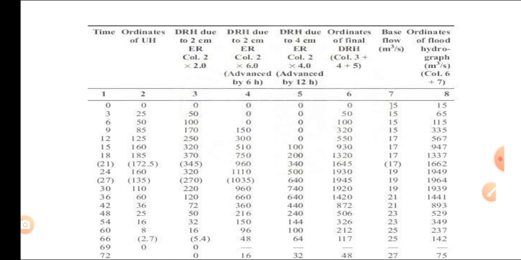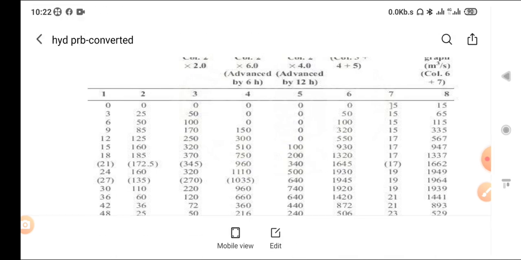You can put the values linearly. Between 18 and 24 there is no value in between, so we have to find the interpolated value at 21. Similarly, you can fill in the other values.